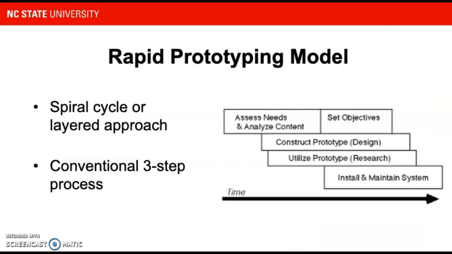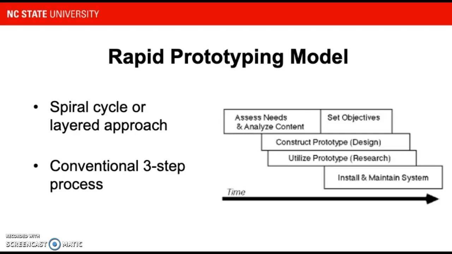The last model we will examine is the rapid prototyping model. The idea of rapid prototyping, as it applies to instructional design, is to develop learning experiences in a continual design evaluation cycle that continues throughout the life of the project. This cycle, known as the spiral cycle or layered approach, is considered to be iterative, meaning that products are continually improved as the cycle continues.